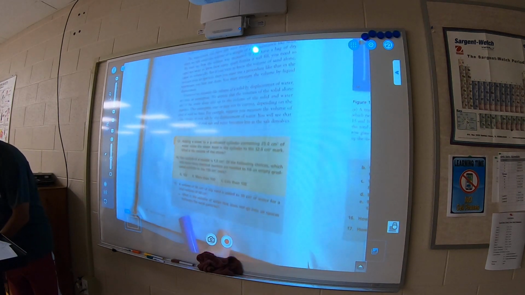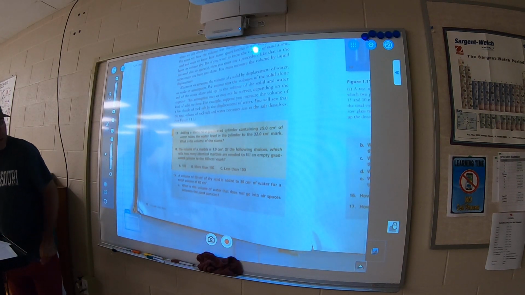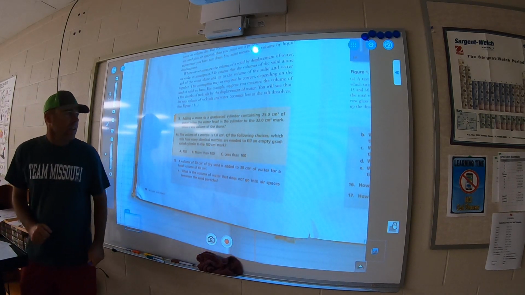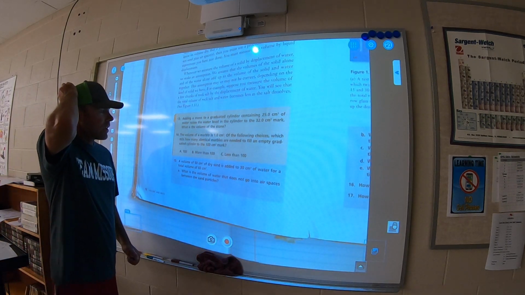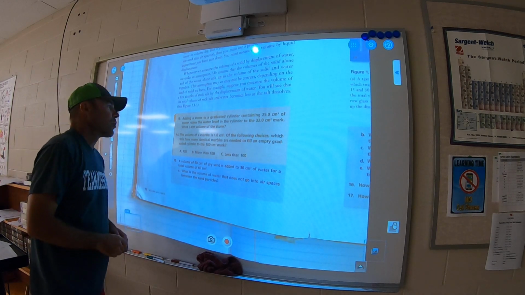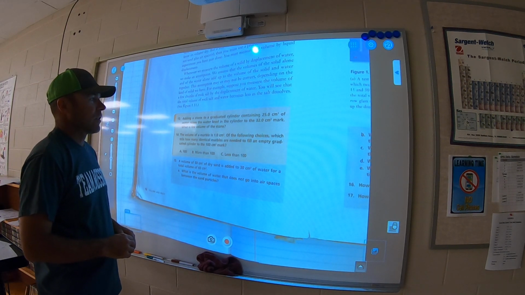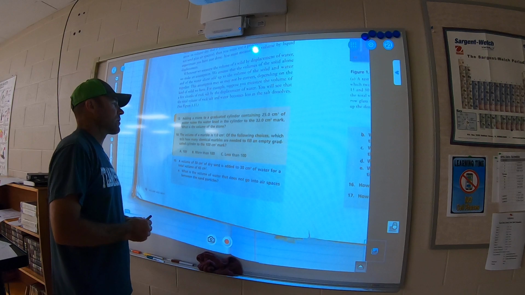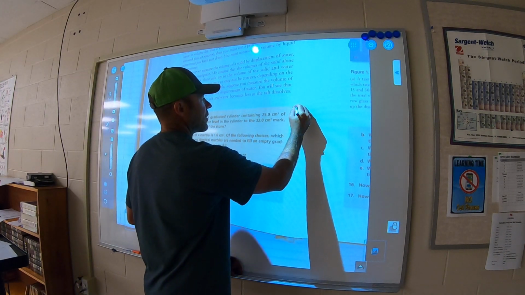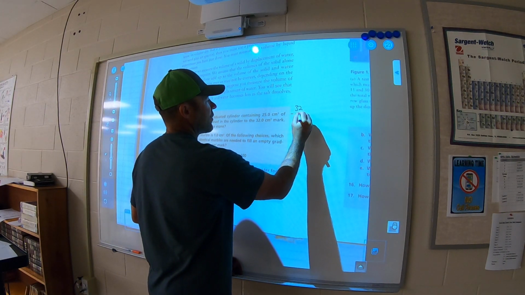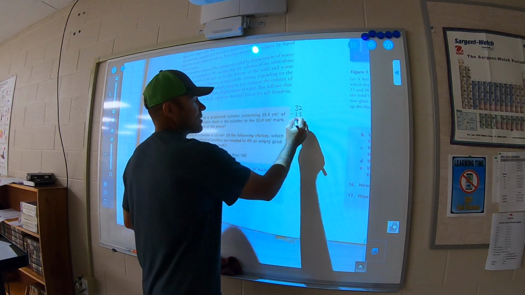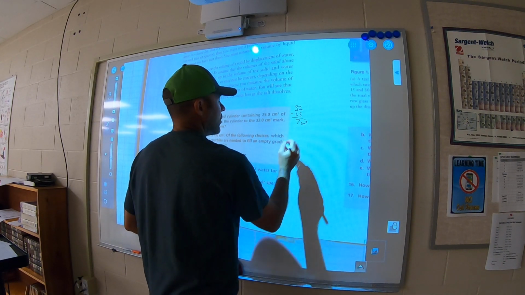Number 13 says adding a stone to a graduated cylinder containing 25 cubic centimeters of water raises the water level in the cylinder to the 32 cubic centimeter mark. What's the volume of the stone? This is just going to be 32 minus 25, which is 7 cubic centimeters.